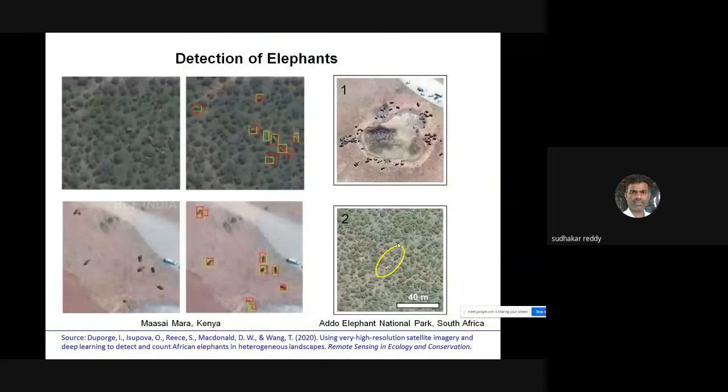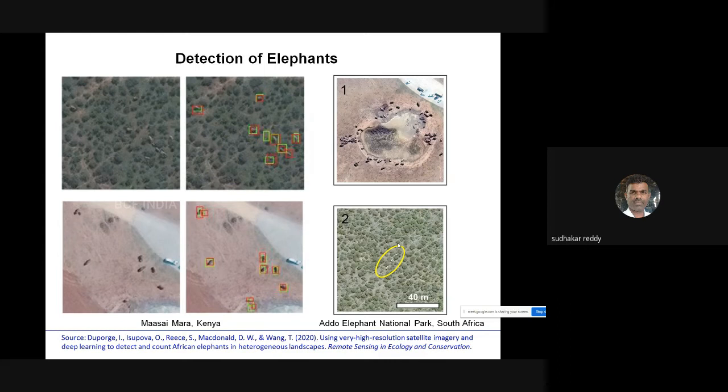And recently, there is a publication in which researchers, mainly Duporge et al., utilized very high resolution images in the detection of elephants, and they found that this is one of the alternatives for detecting the number of elephants in a given area.